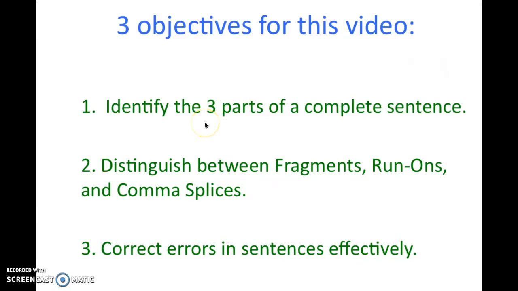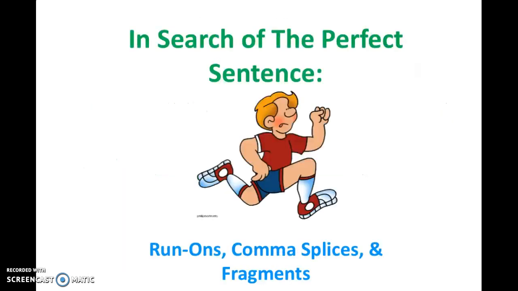So let's get started. Okay, so we have 3 objectives for this video. The first is that we want to be able to identify the 3 parts of a complete sentence. The second is that we need to distinguish between the 3 errors: fragments, run-ons, and comma splices. Finally, we want to be able to correct the errors in sentences effectively. In search of the perfect sentence: run-ons, comma splices, and fragments.